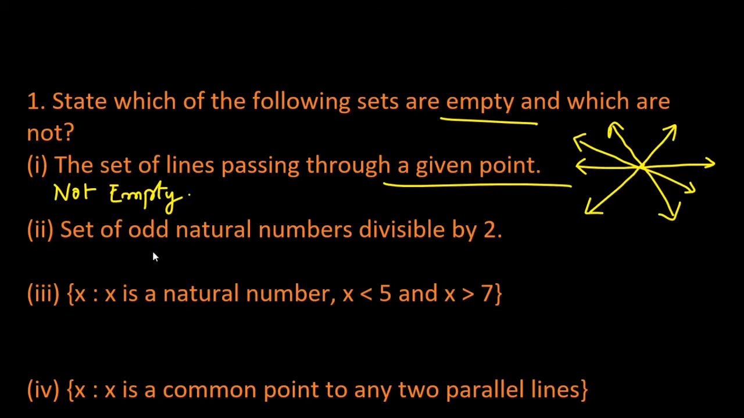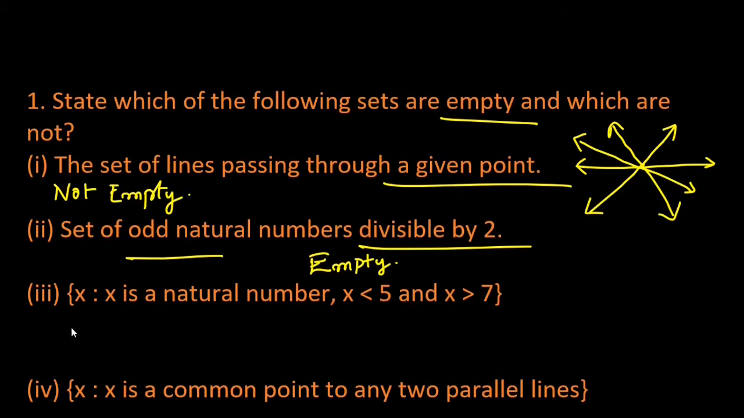Second one, the set of odd natural numbers divisible by 2. Odd natural numbers are those numbers which give remainder 1 when divided by 2. So they are not divisible by 2. So we want odd natural numbers divisible by 2. So it is an empty set. Empty.